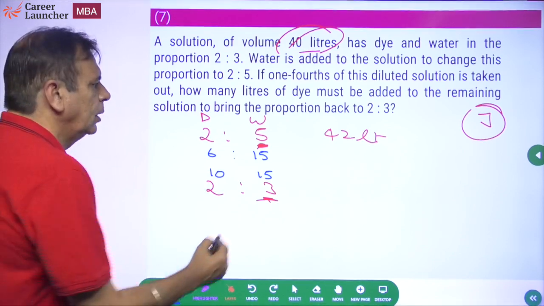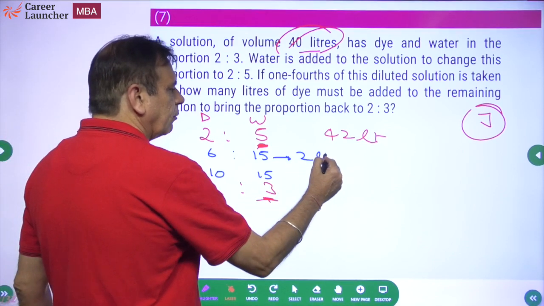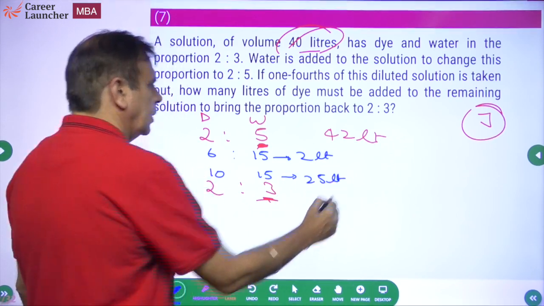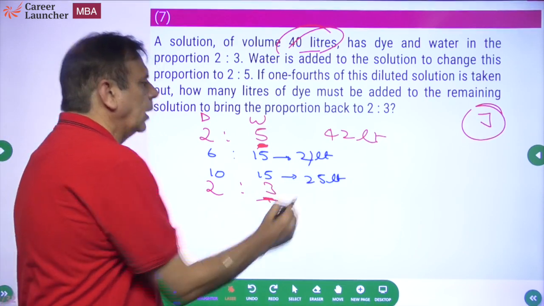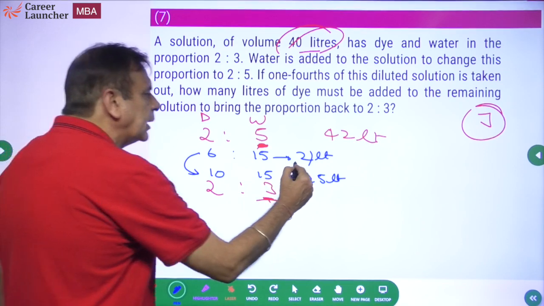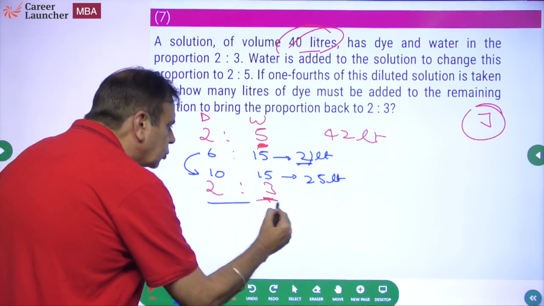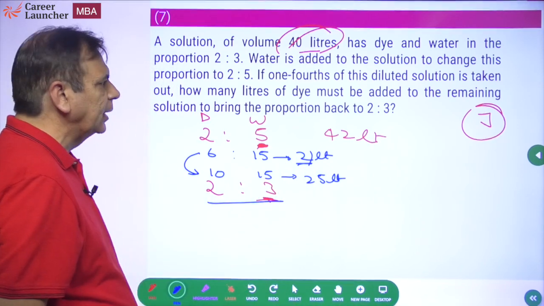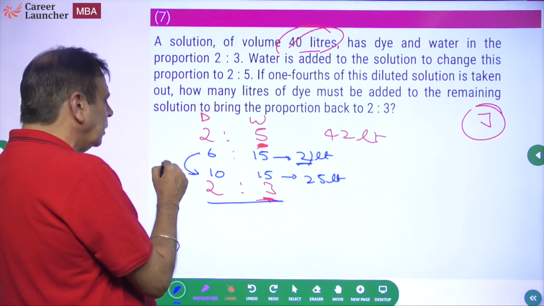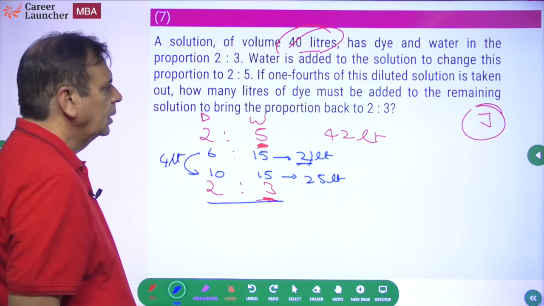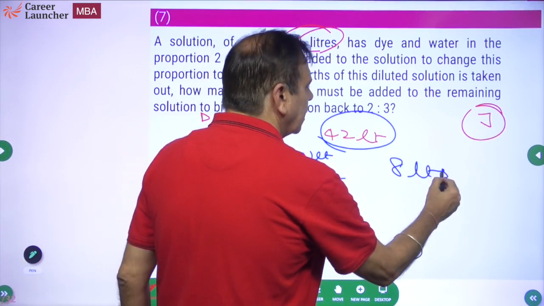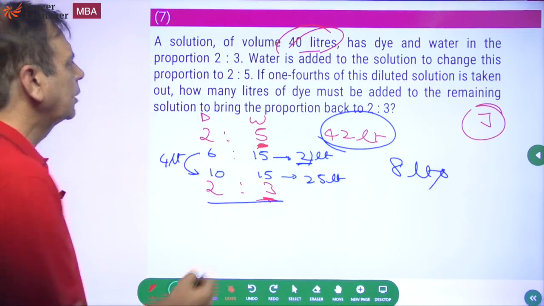What is it telling you? This is 21 liters of this mixture and this is 25 liters of this mixture. So if I add 4 liters of dye to this 21 liter mixture, I will get a 2:3 mixture of 25 liters, isn't it? So on 21 liters, I have to add 4 liters of dye. I have 42 liters, so I should add 8 liters of dye. How many liters of dye must be added?